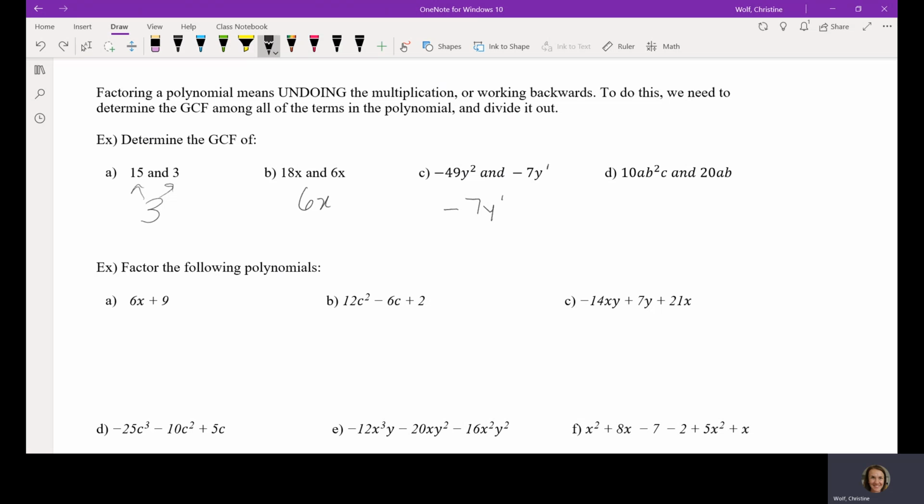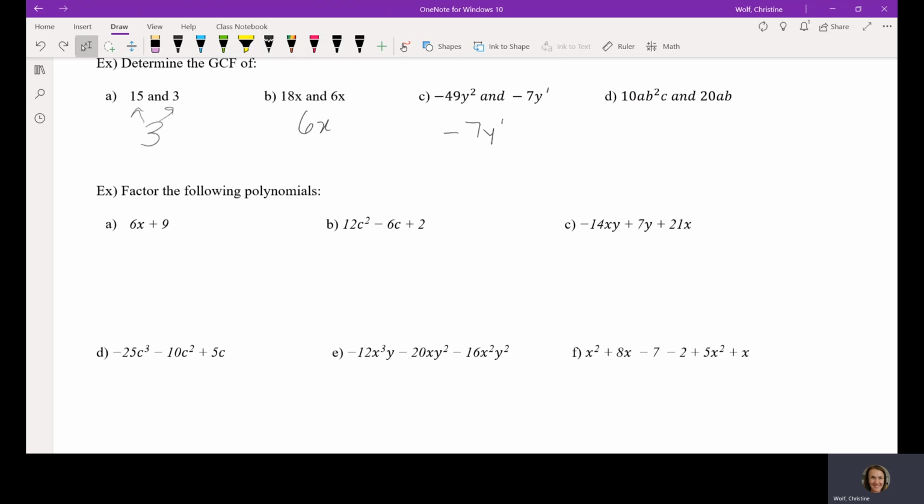And finally, one last one for practice before we actually start the real questions, 10ab squared c and 20ab. So look at the big fat numbers first, 10 and 20. I could divide both of those by 2, both of those by 5, and both of those by 10.